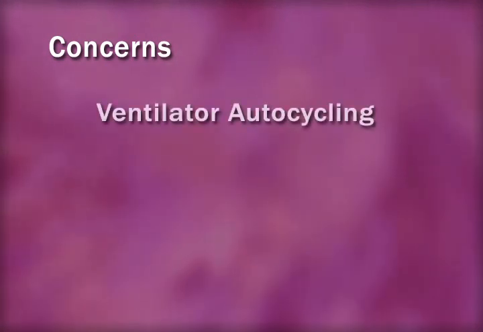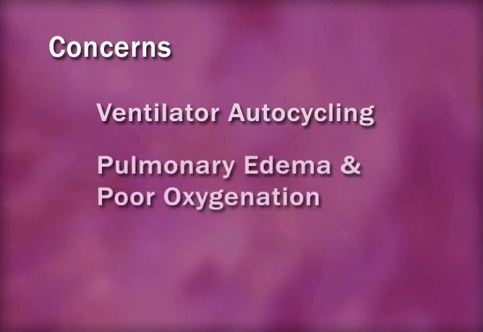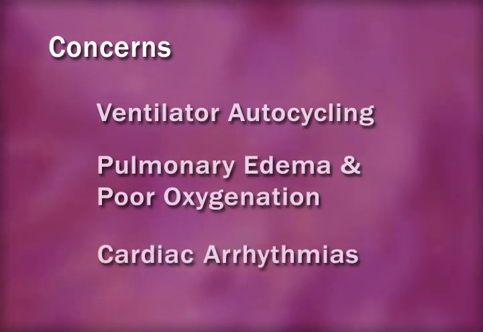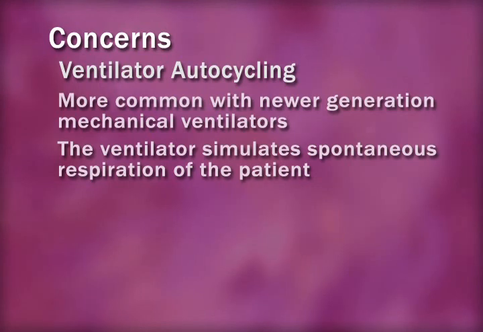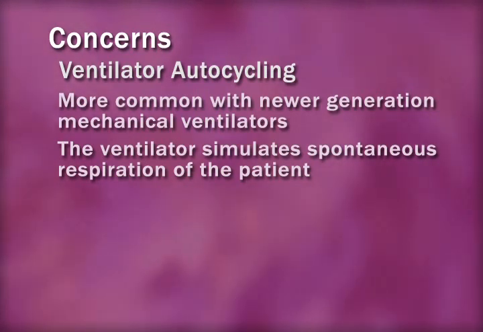When trying to demonstrate brain death, there are 3 common situations that can interfere with a clinical examination: ventilator autocycling, pulmonary edema and poor oxygenation, and cardiac arrhythmias. Be sure to see if there is evidence of ventilator autocycling. This is a commonly observed phenomenon when the ventilator simulates spontaneous respiration, even when no spontaneous respiration is present.